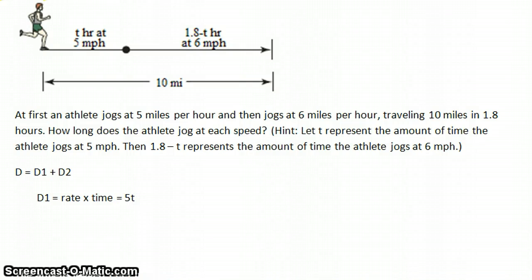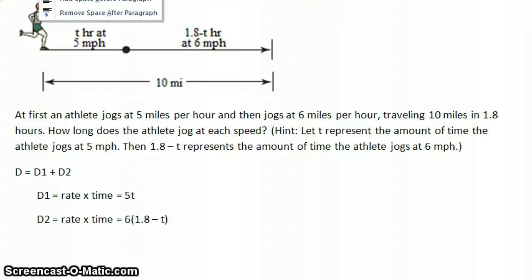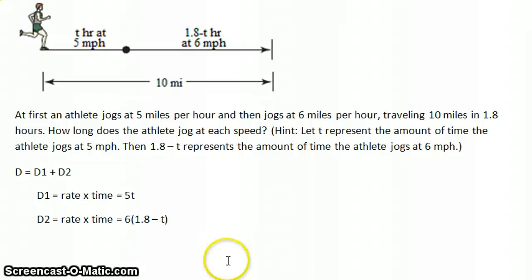And then for distance 2, again, it's rate times time, but I've got a different rate and a different time. So for the second distance right here in my diagram, the rate is 6 miles per hour, and the time is 1.8 minus t. And I don't bother with changing that to minutes or anything complicated like that. I just let it be in hours for the whole thing. The answer should be in hours. Everything's in hours.